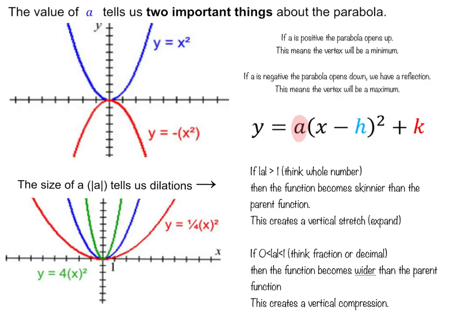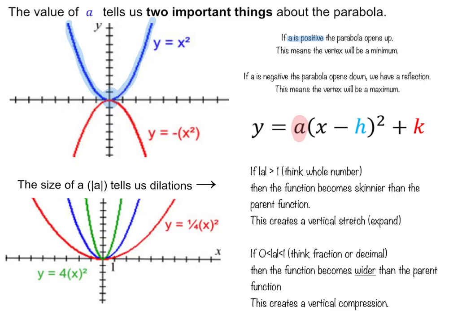So the value of A tells us two important things about a parabola. First, we can look at whether the number is a positive number or a negative number. If A is positive, this means the parabola opens up, similar to our blue parabola here. We have a U, it opens up, meaning that we just have something like our standard. And this means that the vertex is going to be this minimum point at the bottom.